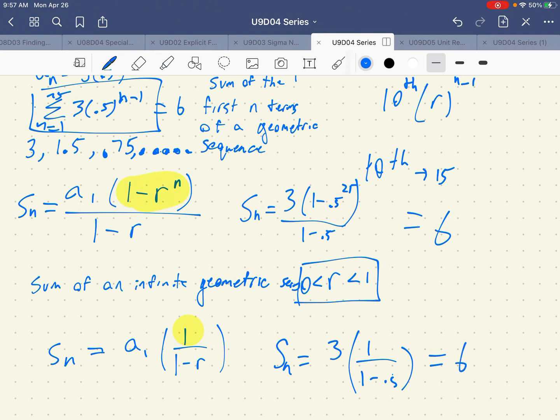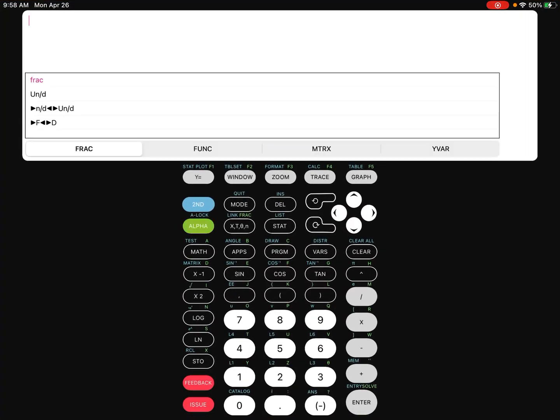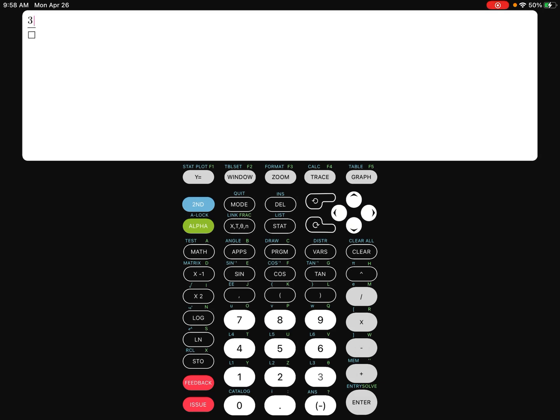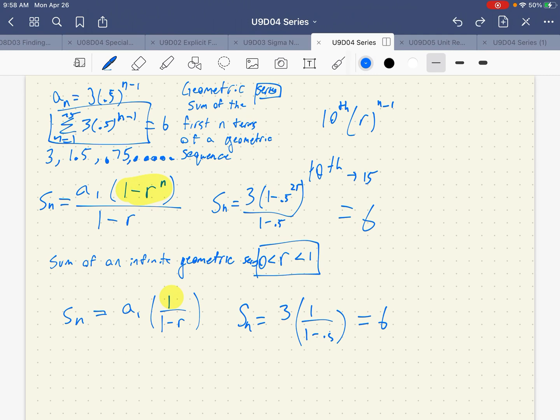Now, I'm under the impression we're going to get 6 because it seemed like the example was getting closer and closer to 6. But let's calculate it ourselves. Alpha y equals, to gain access to fractions, I'll type in 3 parentheses 1 over 1 minus 0.5, and I don't want to miss the decimal, and we get 6. So while the first 25 terms added up to 5.99, which was approaching 6, if you were to keep adding these smaller and smaller decimals, they will eventually add up to exactly 6.